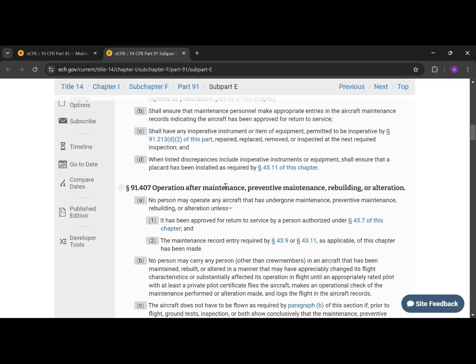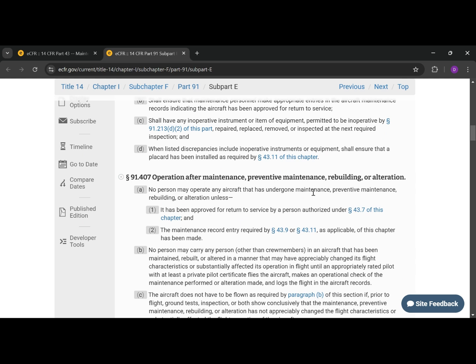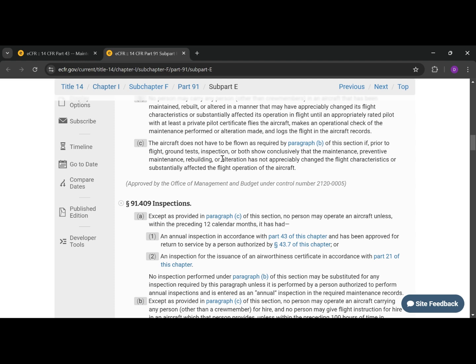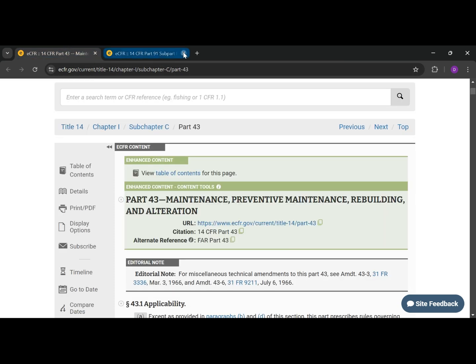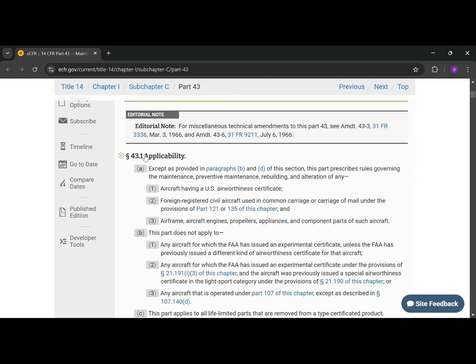And you can find this, and here we go. No person may operate any aircraft that has undergone maintenance, preventative maintenance, rebuilding, or alteration, unless these things have been done. So that's the primary difference and why I'm doing a separate video on Part 43. So we'll jump straight into this.